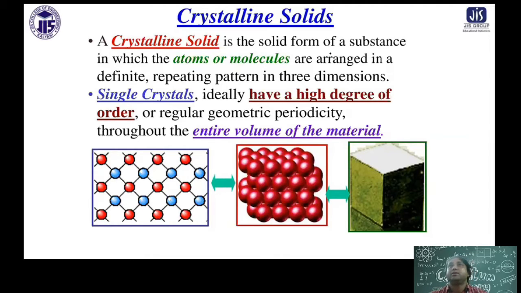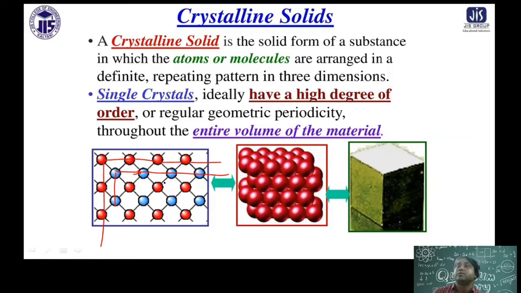As you can see there, you see there is a definite periodicity. These red balls or atoms are repeated after a definite gap. These blues are also repeated after a definite gap. Whatever will be the way, in this direction or the horizontal direction, they are arranged in a definite way. So these are the examples of crystalline solid.